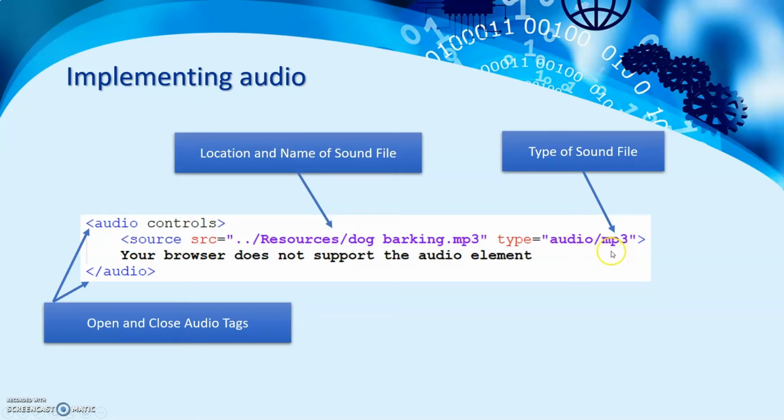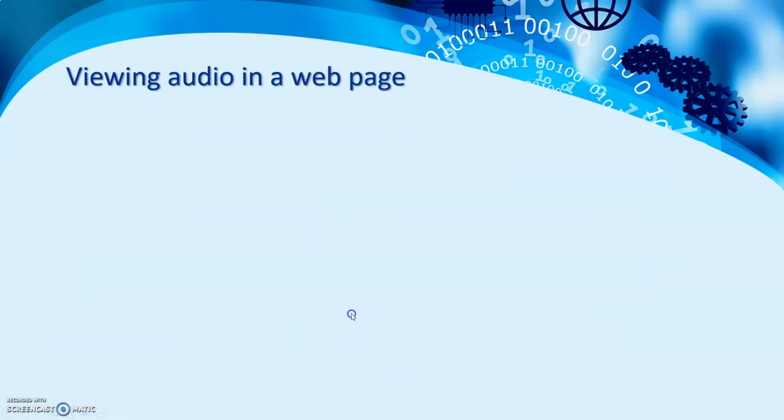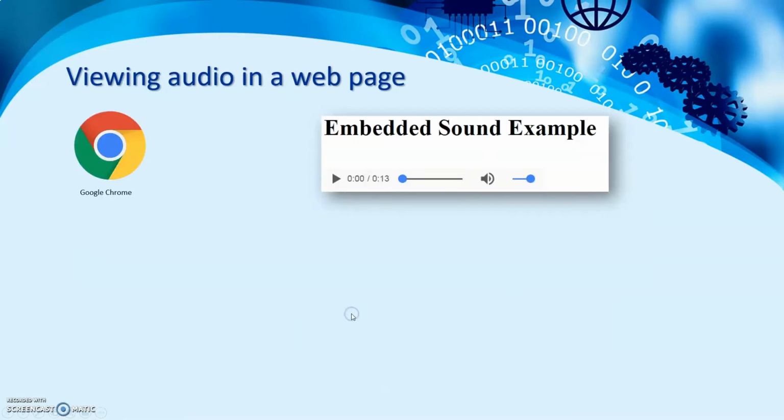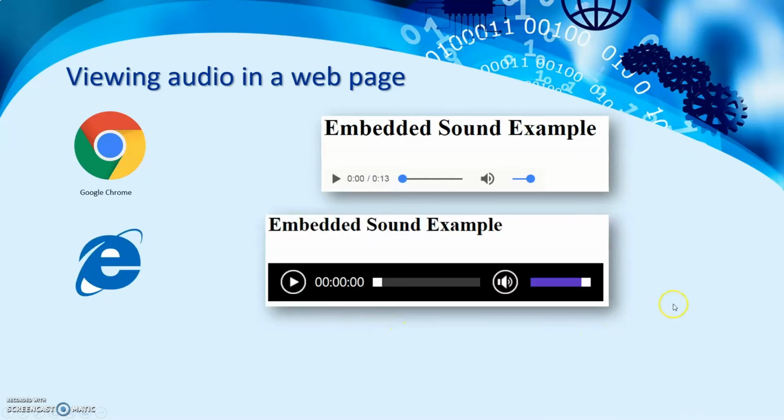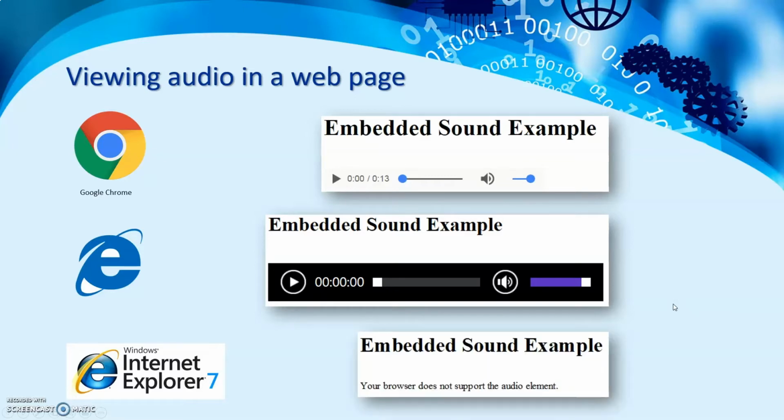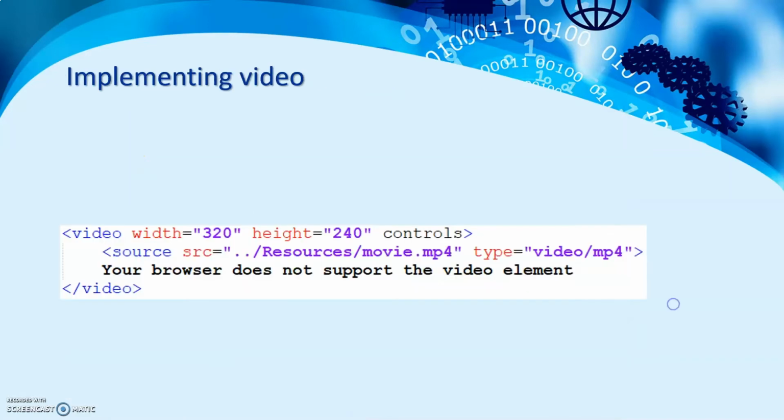We need audio, but then you could change that to WAV. Then we've got an error message: your browser does not support the audio element, just in case it doesn't work. To view it in your web page, if we're using Google Chrome, it would look a bit like this. If we're using Internet Explorer, it would look a bit like this. And if you're way back in the dark ages with Internet Explorer version 7, you would get the error message popping up.